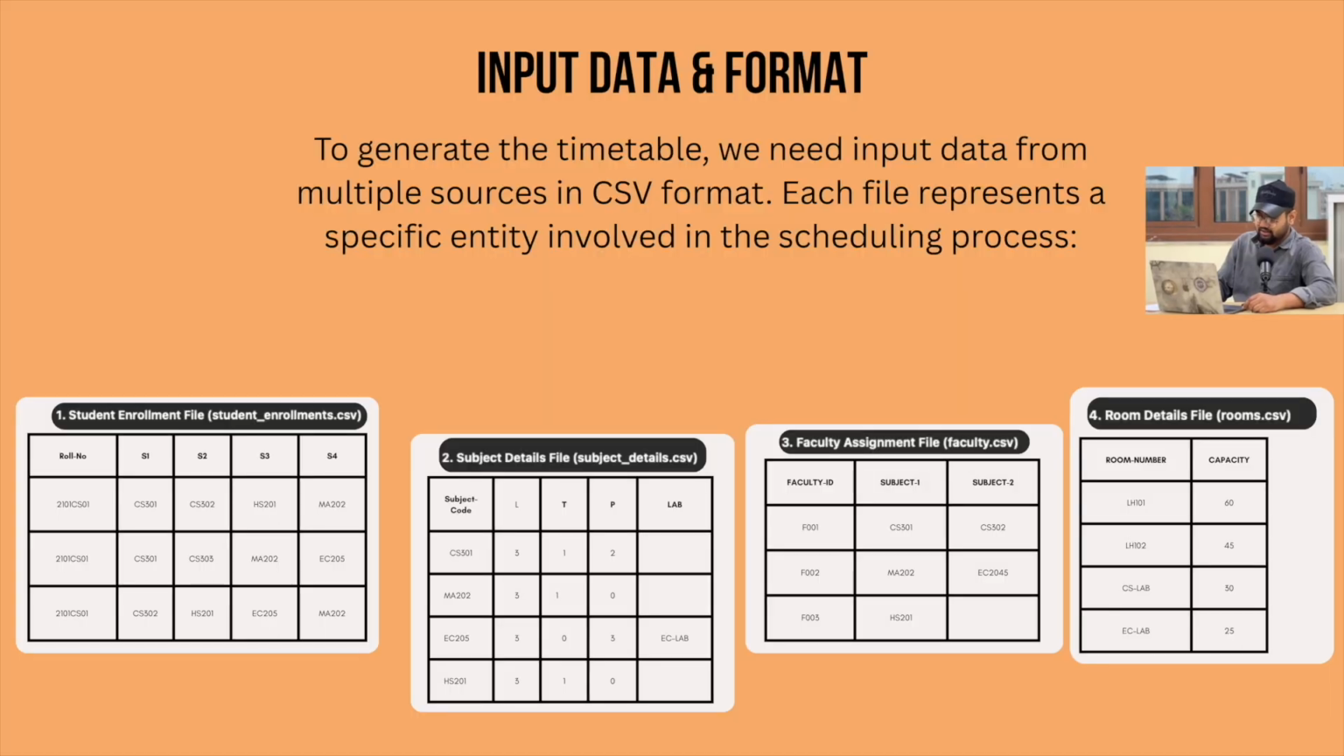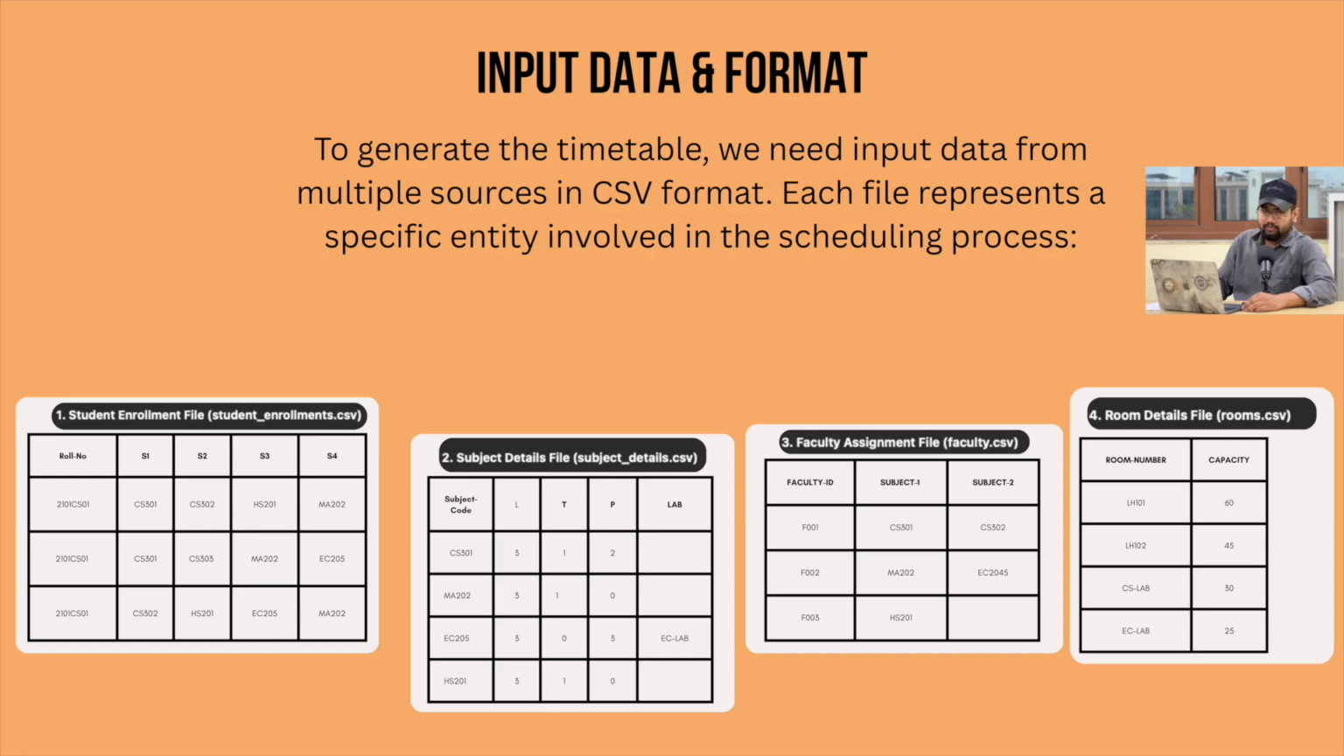Now talking about the faculty. Which faculty will be teaching which subject and how many subjects? So for example, F001 faculty will be teaching subject 1 as CS301 and subject 2 CS302. Similarly for all the other faculties.